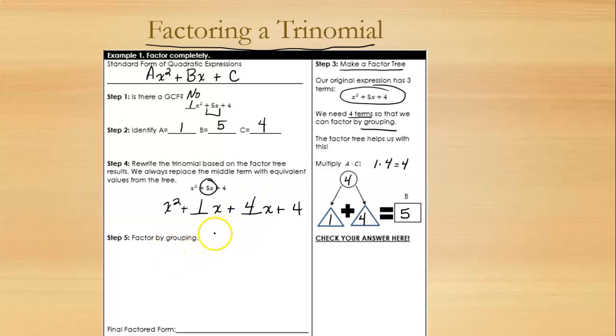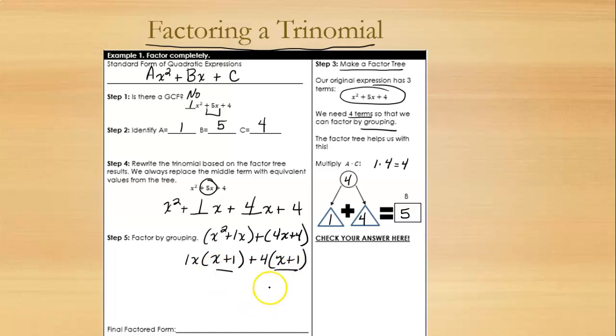Now we're going to factor by grouping just like we learned last time. So we're going to group the first 2 together, x squared plus 1x, and the second 2 together, 4x plus 4. We're going to pull out the GCF of the first group, which is 1x, and that leaves me with x plus 1. We're going to divide out the GCF of the second group, which is 4. 4x divided by 4 is x. 4 divided by 4 is 1.